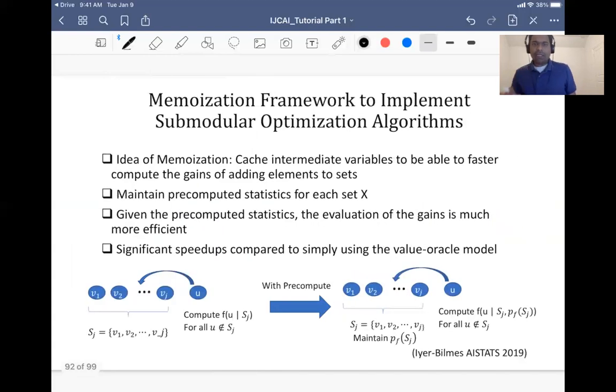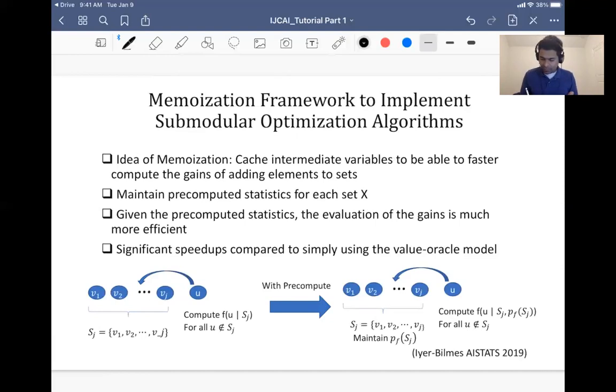Okay, so now to end, I'll end with this, and then I'll go over a few different toolkits for submodular optimization. So these will be the last two things which we'll cover. First, we'll talk about memoization.